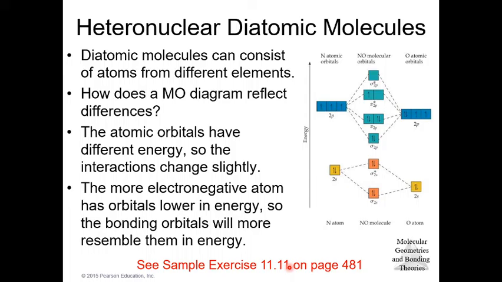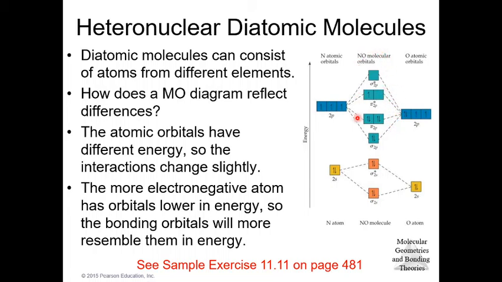Now, what we've talked about so far is diatomic molecules where both atoms are the same. Now we're going to talk about what if I have different atoms in my molecule, like nitrogen monoxide, NO. This is what comes out of the tailpipe of your car. Like we've talked about before, NO has an odd number of electrons. And this shows up here as a single electron in a pi antibonding orbital. It's a radical, very reactive because of that unpaired electron.